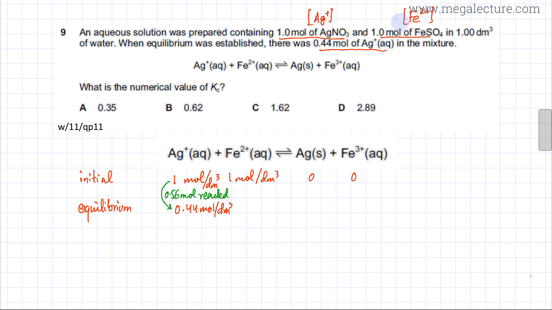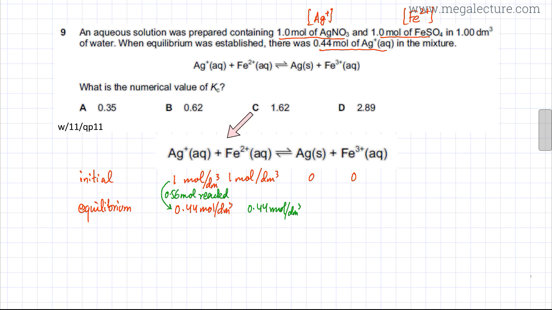And if you look at the equation, silver ions and Fe2+ react in the ratio 1:1. So if 0.56 moles of silver ions reacted, the same amount of moles of Fe2+ would also react. So the leftover Fe2+, initially there was 1 mole, at equilibrium is going to be 0.44 mole per dm³. So 0.56 moles of silver ions reacted. The same would be true for Fe2+ as well.